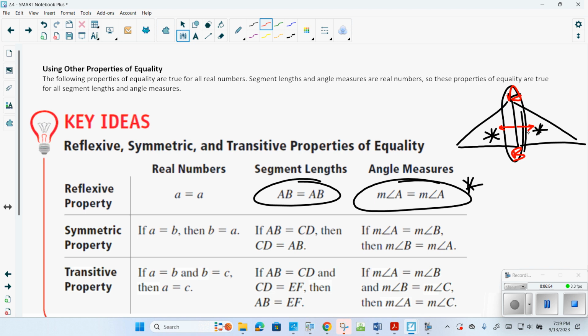With that being said, the symmetric property, anytime I want to reverse it, like A is equal to B, then B is equal to A. Anytime you are reversing something around the equal sign, that is called the symmetric property. And then the last one, the transitive property. If A equals B and B equals C, then A equals C.